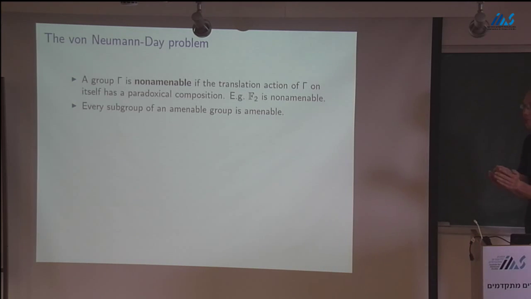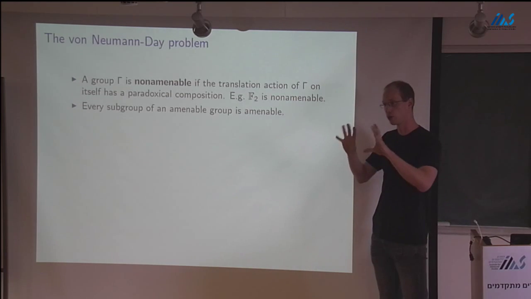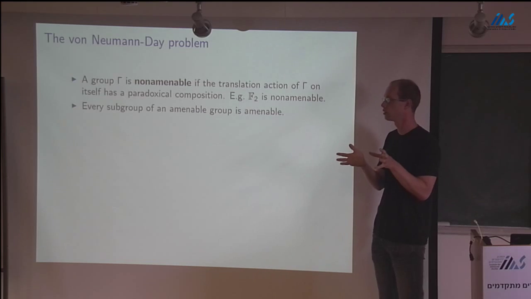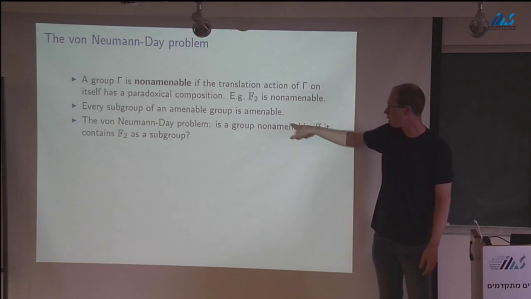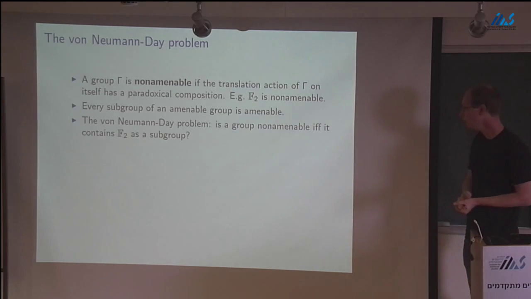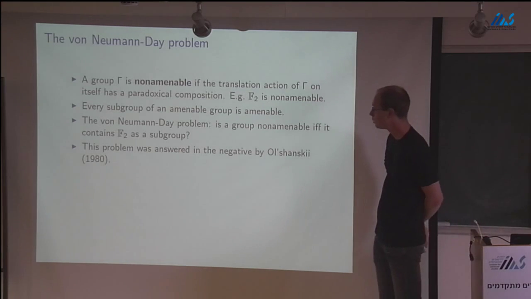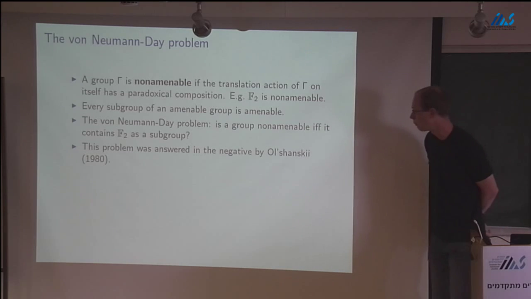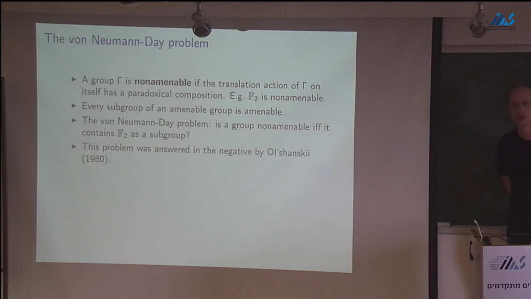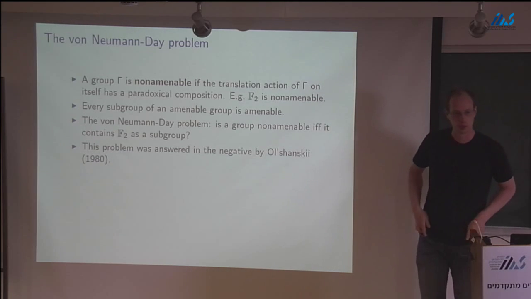Certainly all the classical paradoxes that people had used about paradoxical decompositions, they used the fact that whatever group was acting, they found some copy of F2 sitting inside. So in fact, the answer to this problem, which was called the von Neumann day problem, turned out to be negative. So there are non-amenable groups that do not contain F2 as a subgroup. And Olshansky proved this by showing certain Tarski monsters are non-amenable. So the Tarski monsters are these groups that are infinite, but every proper subgroup is finite.